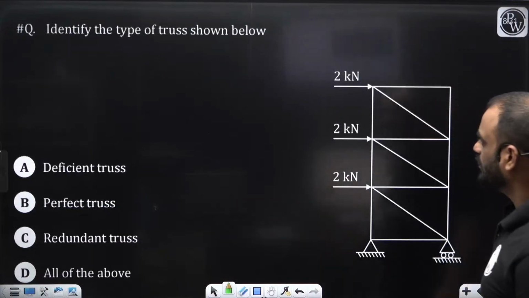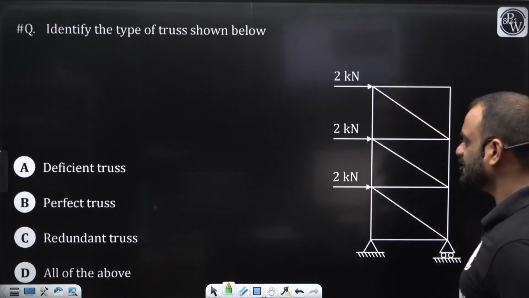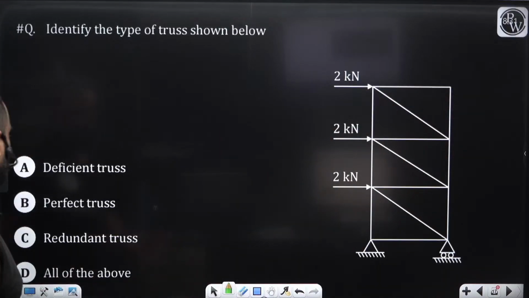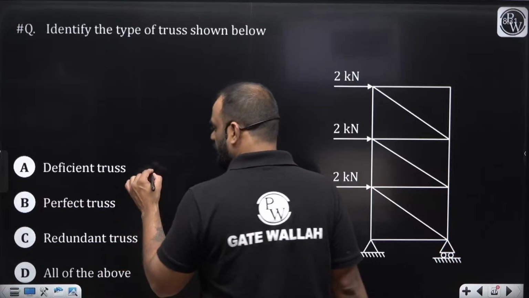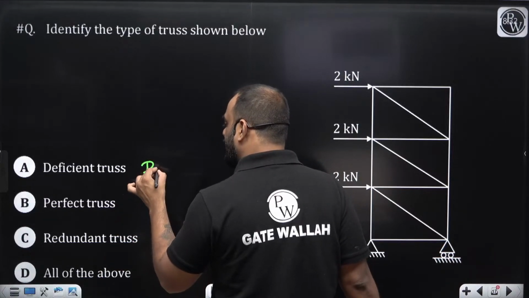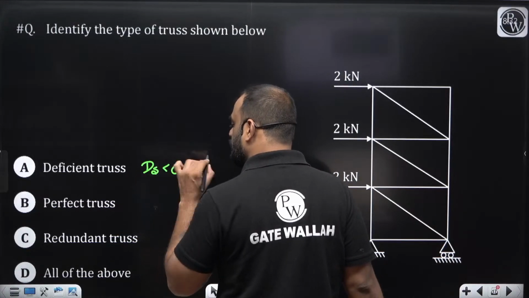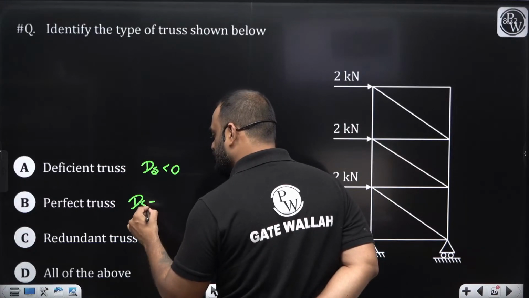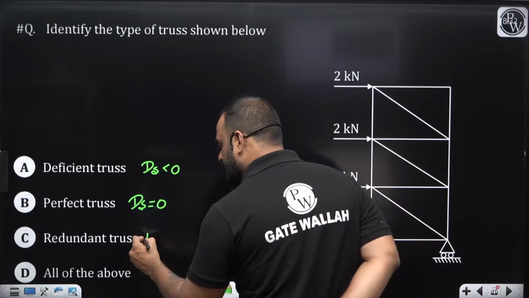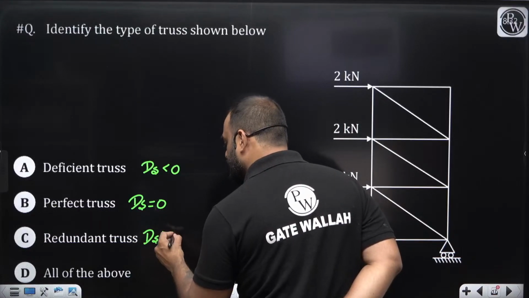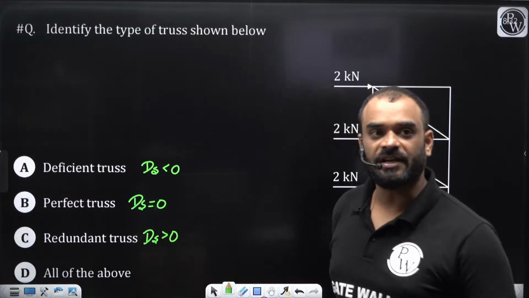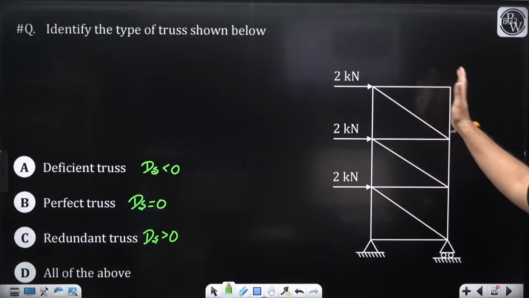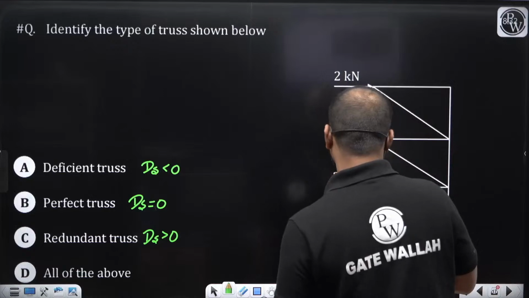Okay. Now this is a truss. Let us understand what is a deficit truss, what is a perfect truss, what is a redundant truss. It is very simple. Whenever the value of DS is less than 0, then in such case it is a deficit truss. If the value of DS is equal to 0, then it is a perfect truss. And if the value of DS is greater than 0, then it is a redundant truss. So we just need to check what is the value of DS for the given truss.